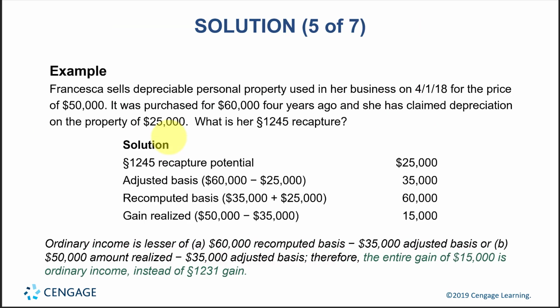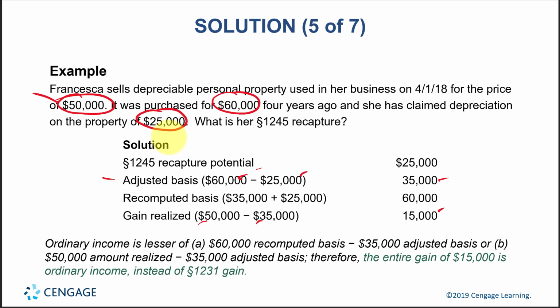Let's take a look at an example where we have Francesca. She bought a property a few years ago at $60,000. Over the years since then, she's been depreciating it for $25,000 total. So that means what's left over, the so-called adjusted basis, cost minus the accumulated depreciation, is $35,000, which she gets to subtract when she sells it. The sales price is $50,000. So the $50,000 sales price minus the $35,000 adjusted basis gives us a gain of $15,000.